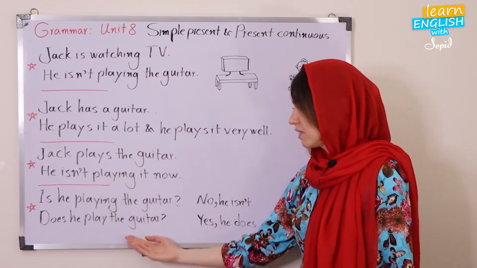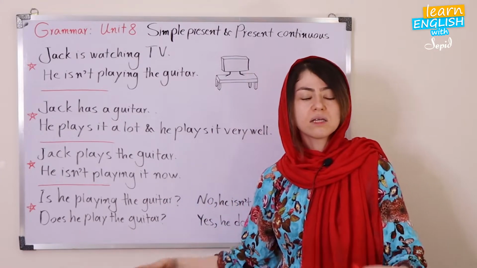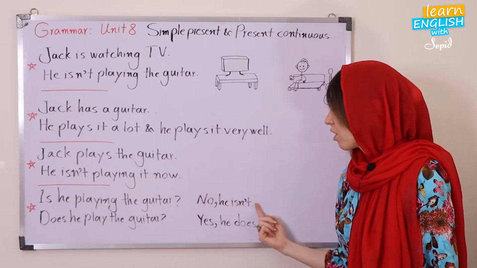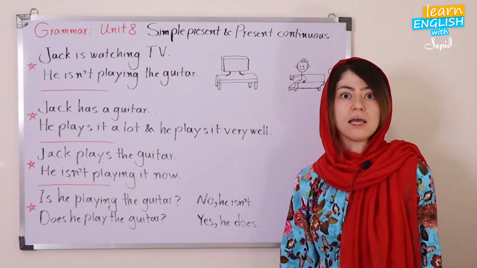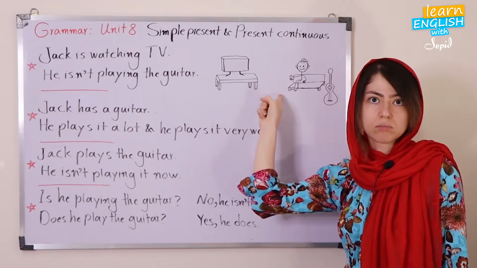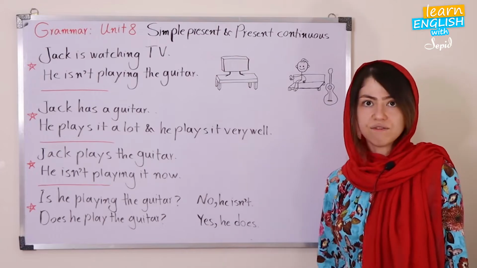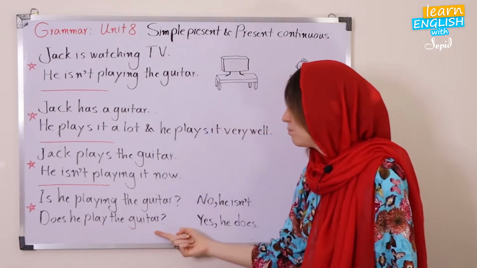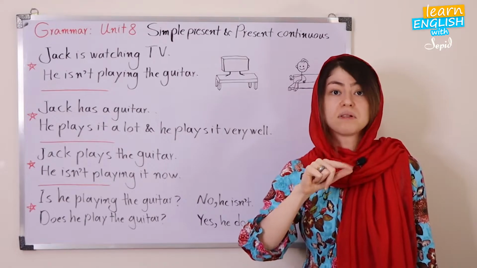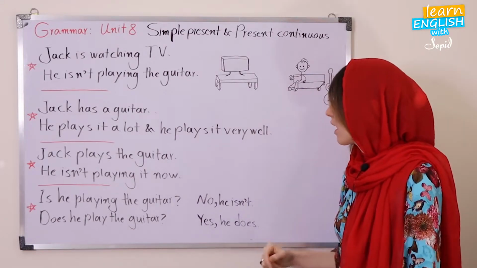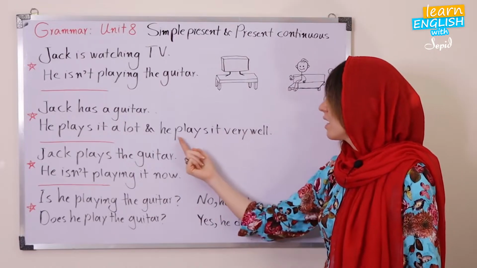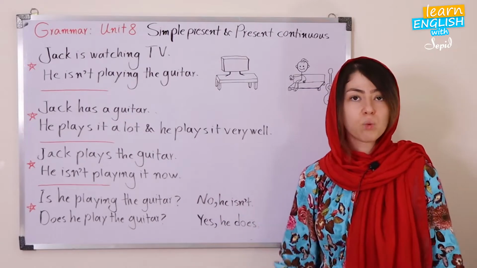So the last example is just about a question form, okay? So here it says, is he playing the guitar? No, he isn't. So is he playing the guitar now? No, he isn't, okay? He is watching TV. Now, does he play the guitar generally? Okay, we can say yes, he does, because here it says he plays it very well.